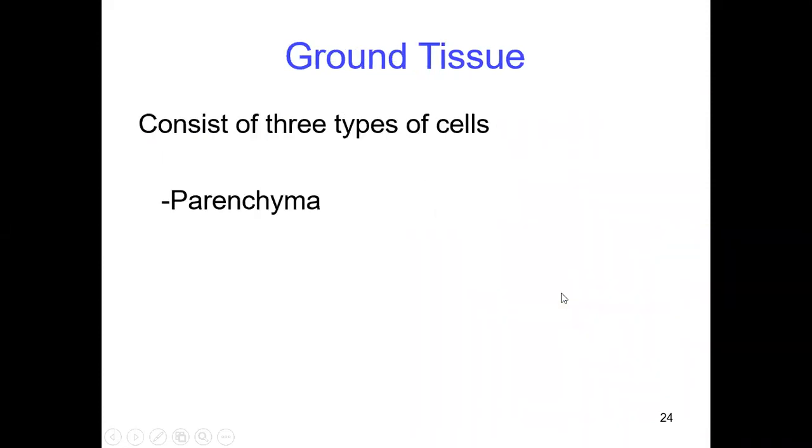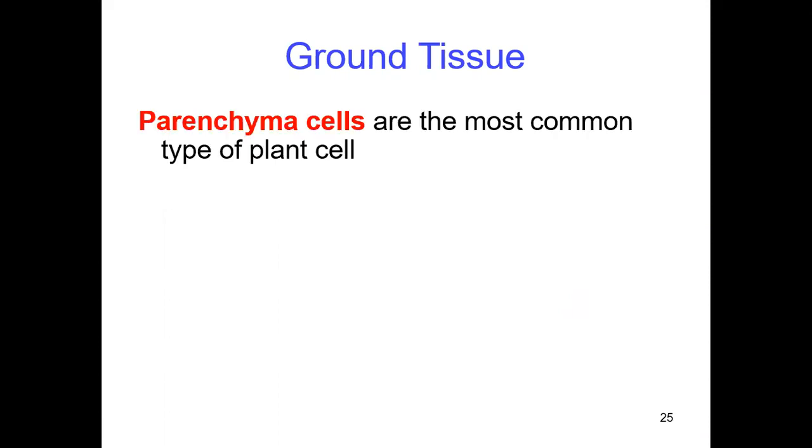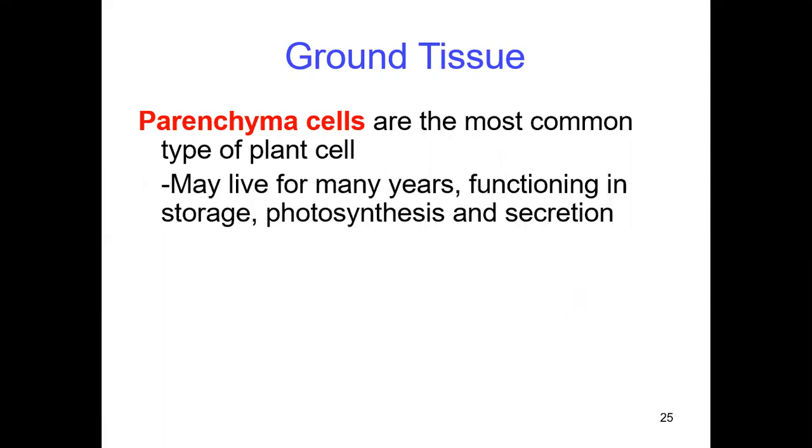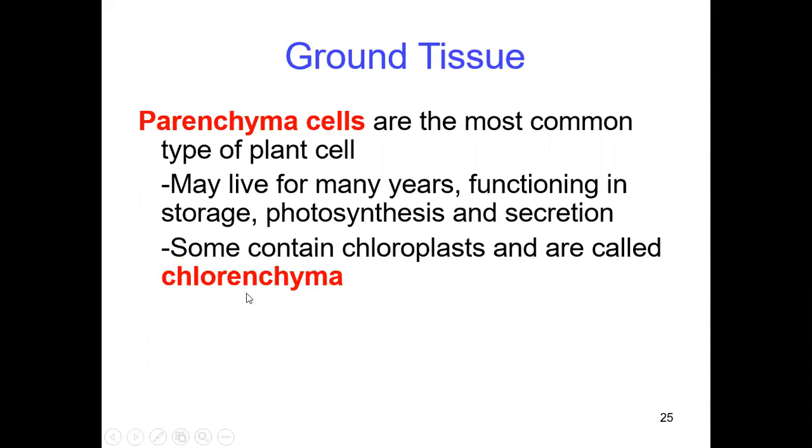So next, if you see the ground tissue, there are also three types of tissue you can find here: parenchyma, collenchyma, sclerenchyma. So if you see this parenchyma, the most common tissue you can find all over the plant's body here, living tissue. It cannot be dead. For many years it functions in storage, photosynthesis as well as secretion.